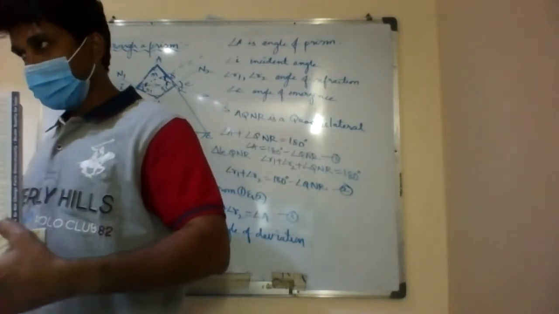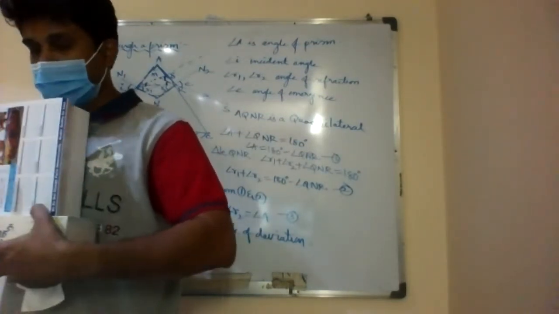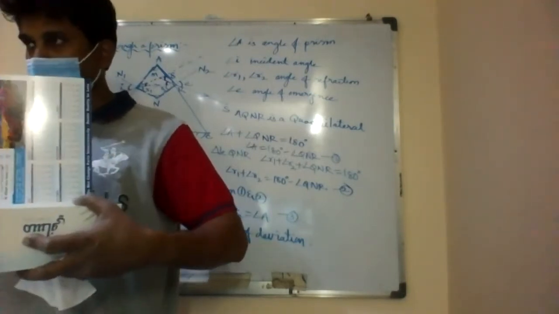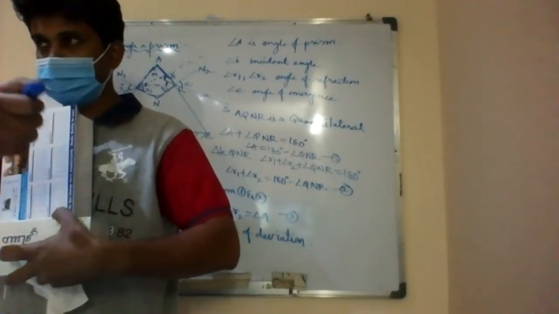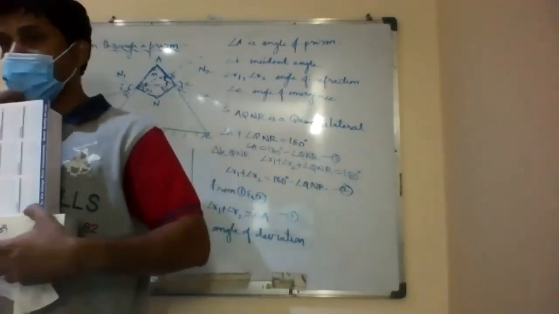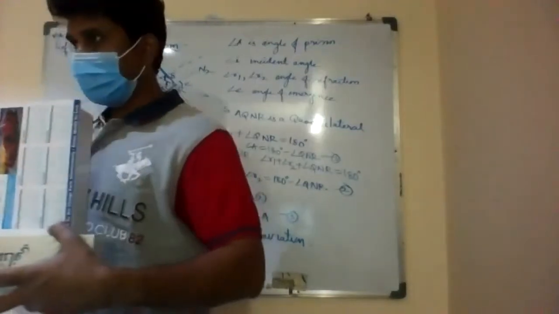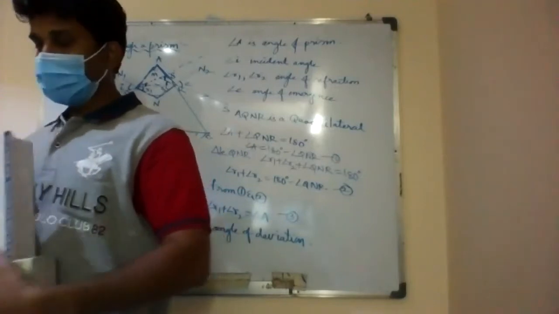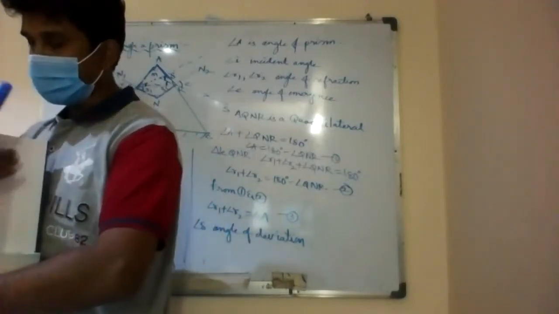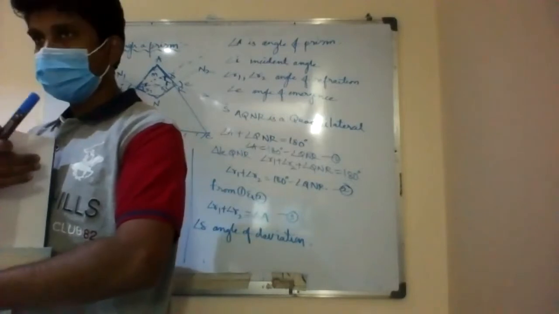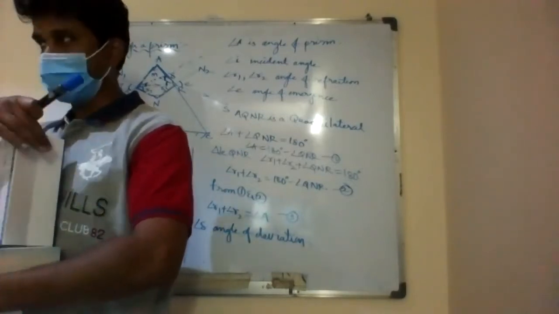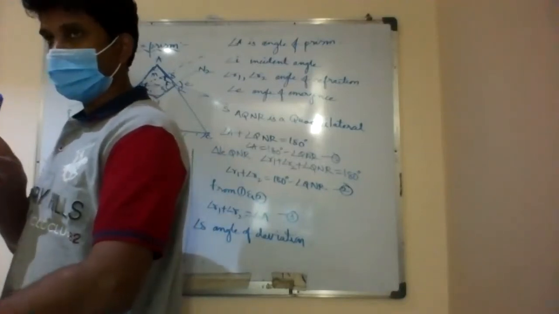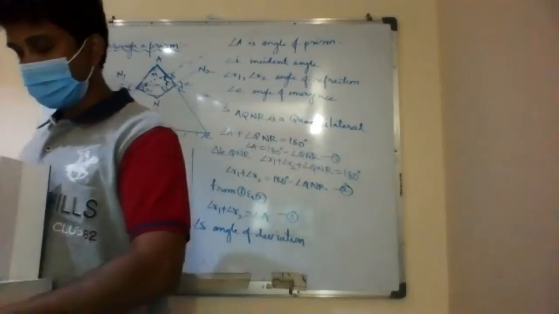The light is incident here, and then you can see the light coming out from it. So this is the incident ray, and this is the emergent ray. Emergent ray is coming out in this way. Now at a particular angle of incidence, the refracted ray will become parallel to the base of the prism.